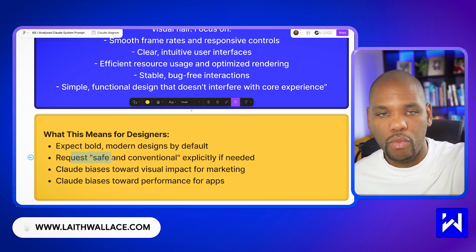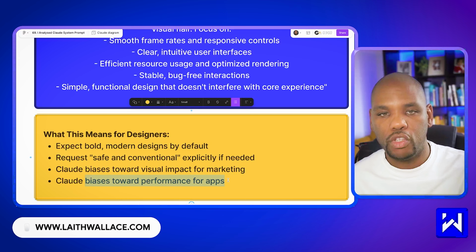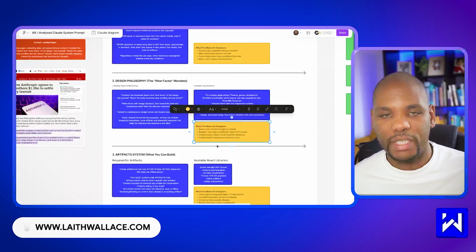Also, if you want something safe and conventional, you've got to request it. So be explicit. Claude biases towards visual impact for marketing. Claude biases towards performance for applications. So that's something you just got to consider, especially when you're using this as a designer, all right?